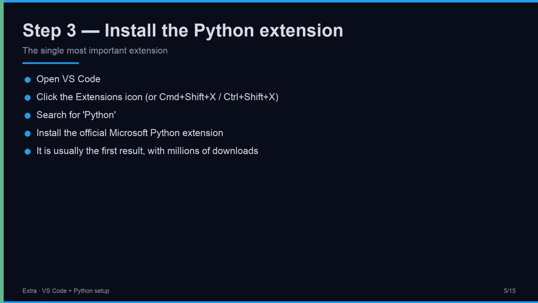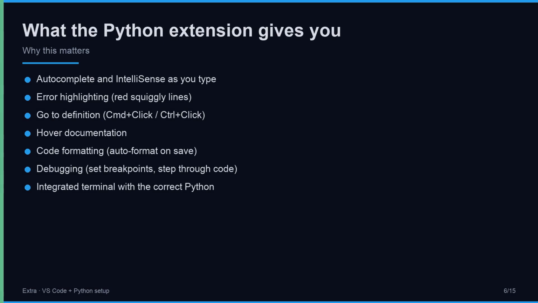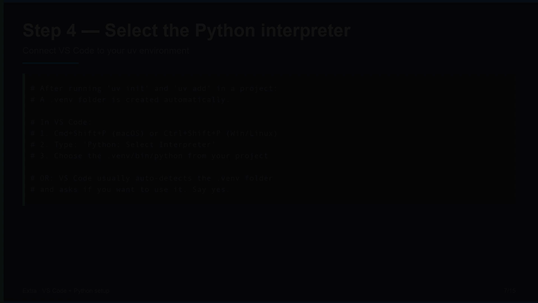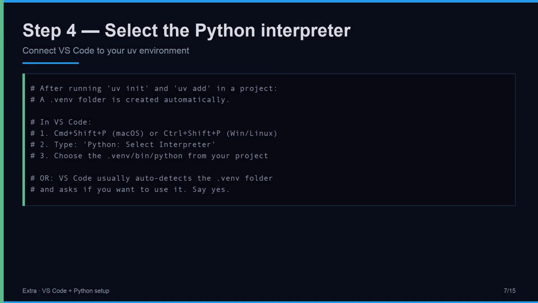One extension changes everything. Here is what the Python extension gives you. Autocomplete. As you type, VS Code suggests method names, variable names, and function signatures. Error highlighting. Red squiggly lines under code that has problems, before you even run it. Go to Definition, hold Cmd and click a function name to jump to its source. Hover documentation. Hover over a function to see its docstring. Code formatting. Format your code automatically when you save. Debugging. Set breakpoints and step through your code line by line. And an integrated terminal that uses the correct Python environment. Autocomplete, linting, debugging.